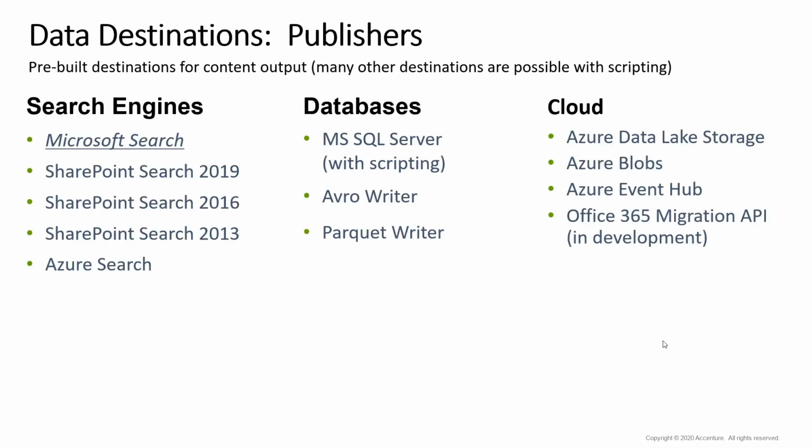As I mentioned, we can publish to many different destinations, such as Microsoft Search, but also to SharePoint and Azure Search. We can publish to databases like Microsoft SQL Server, and then cloud destinations like Azure Blobs or Azure Data Lake Storage. This actually makes a really nice architecture because you can use Aspire to pull documents from ground to cloud, store that in cloud storage like Azure Blobs, work on that with other machine learning services or other data processing services, and then take the result and publish it with Aspire from cloud storage into Microsoft Search.